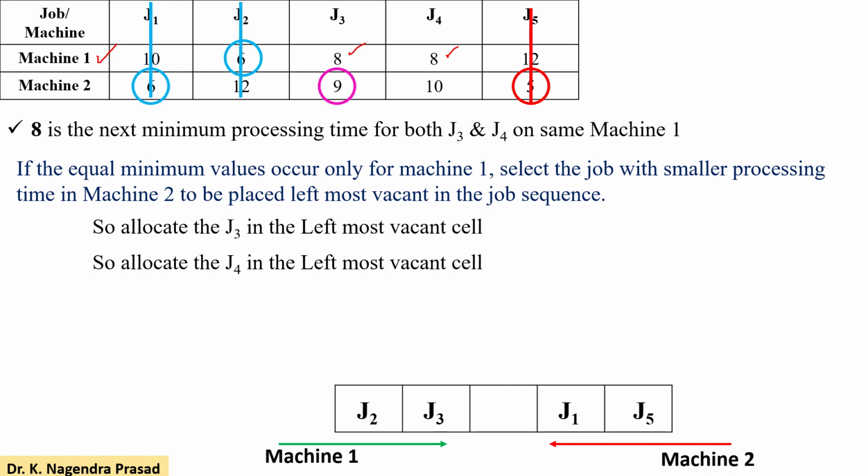There is only one cell and one job, so obviously we place it in the vacant cell. So this is the job sequence. After that we remove J3 and J4. So all jobs are now filled in the job sequence. Then we go for the calculation of the time span.